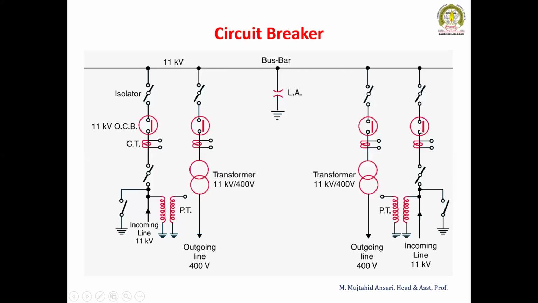Similarly, if this line is again closed, the second transformer also is going to transfer the power to the load circuit. So there are two incoming lines. Whenever there is a fault in one of the transmission lines, the reliability and continuity of supply can be maintained with the help of the double incoming and double outgoing system.